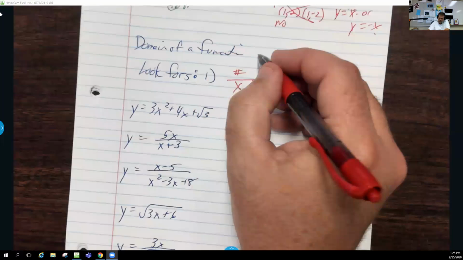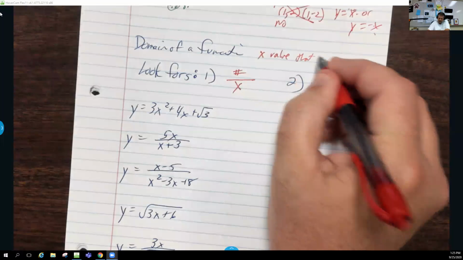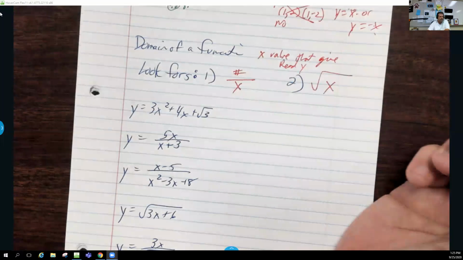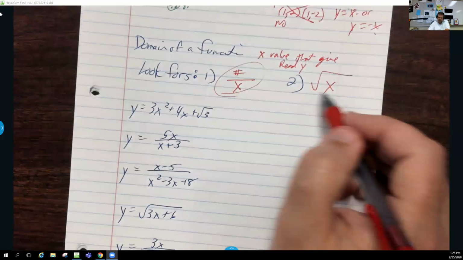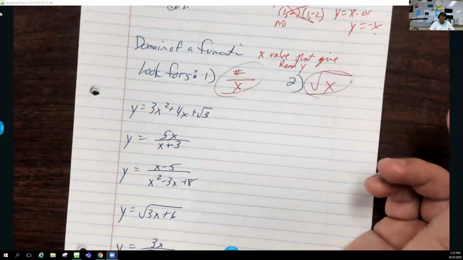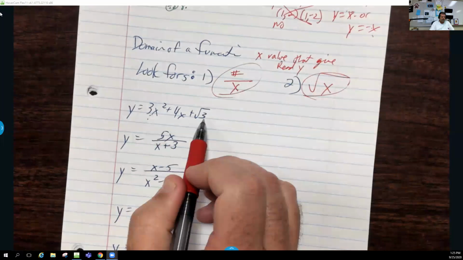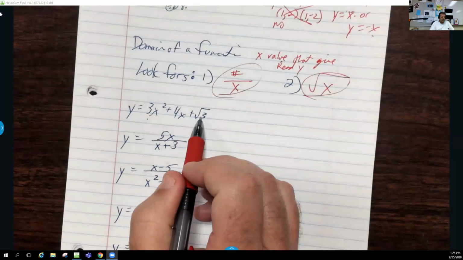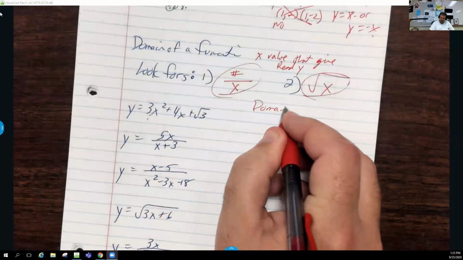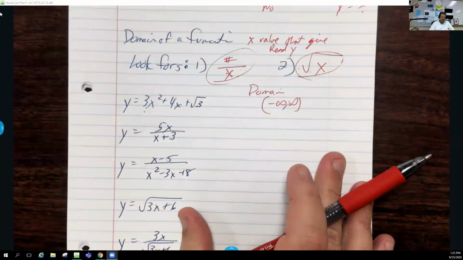Now domain, remember, are all the x values. In this case, it's all the x values that give real y values. Okay, so I'm going to look for these two things. If neither one of those two things is in there, your domain is all numbers. X works all the time. Okay, so if you look here, notice no x's in denominators and no x in the square root. That's a regular number in the square root. That's okay. So this has a domain that is negative infinity to infinity, all real numbers. Neither one of these two look-fors are there.